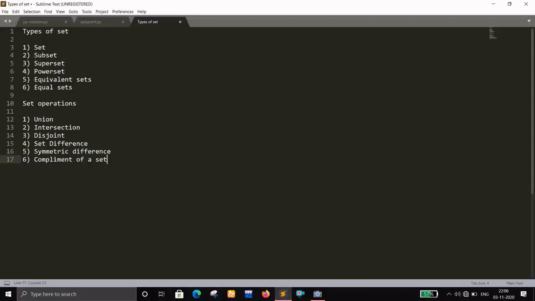First, we are going to look at the types of sets we have. First we'll see what sets are and why they are used. Then we'll see subsets, supersets, power sets, equivalent sets, and equal sets. Then we will jump on to set operations, that means what we can do with sets. We can do a union operation, intersection, disjoint, set difference, symmetric difference, and complement of a set.